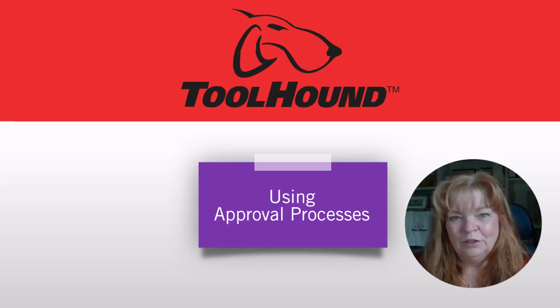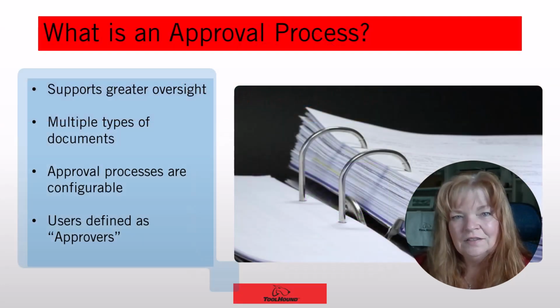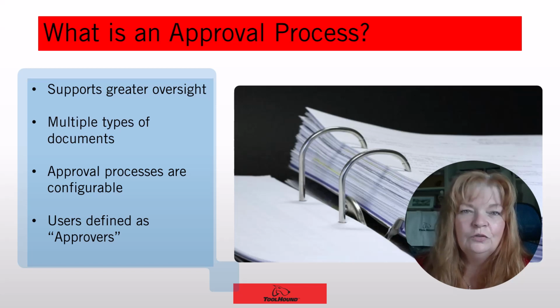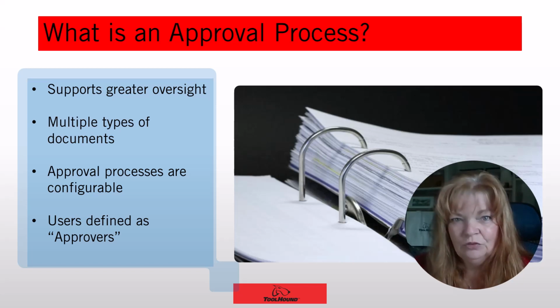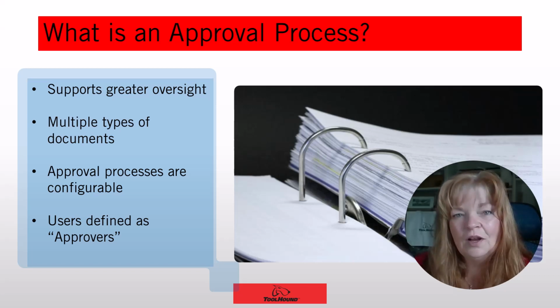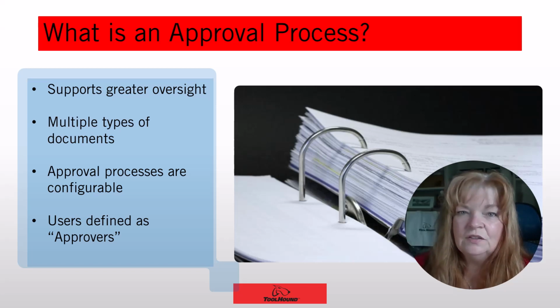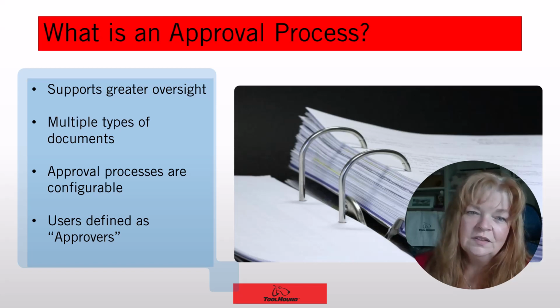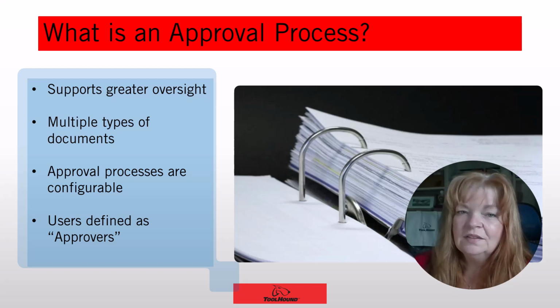Welcome to this ToolHound Learning Center video on using approval processes to bring a greater level of oversight to multiple types of documents. All documents need some sort of approval. The standard flow is to set a document ready to approve, in which case it's automatically approved. An approval process acts as a level of oversight for these documents. Approval processes can apply to purchase requisitions and purchase orders, service requests and work orders, transfer requests, and transaction requisitions.